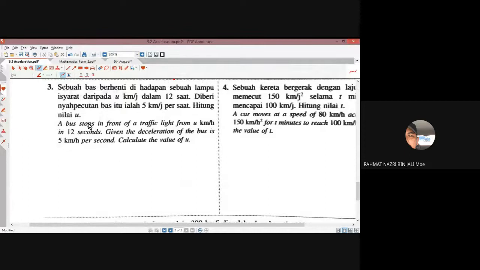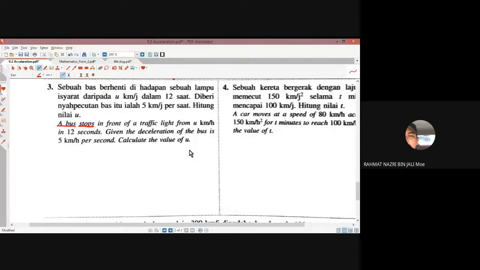A bus stops. Not a bus stop. A bus stop. Ini dua perkataan ni. In front of a traffic light from U kilometer per hour in 12 seconds. Given the deceleration of the bus is 5 km per hour per second, calculate the value of U.